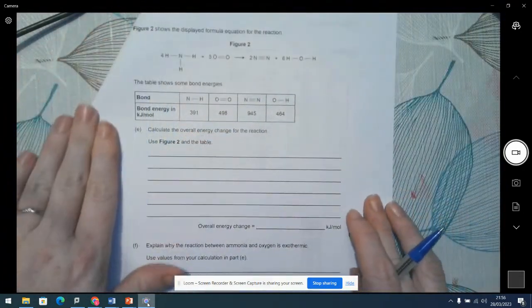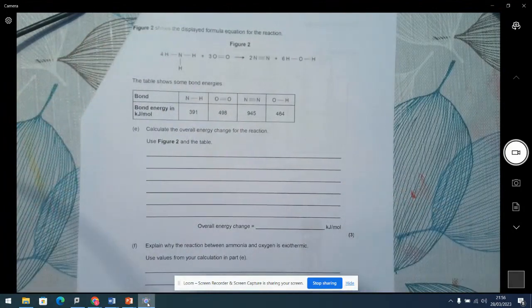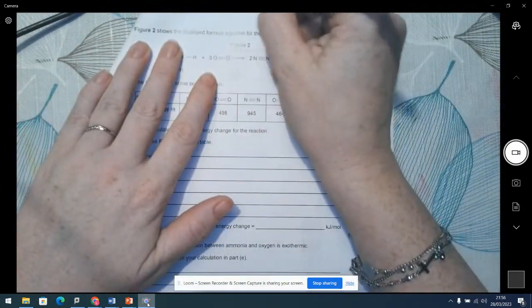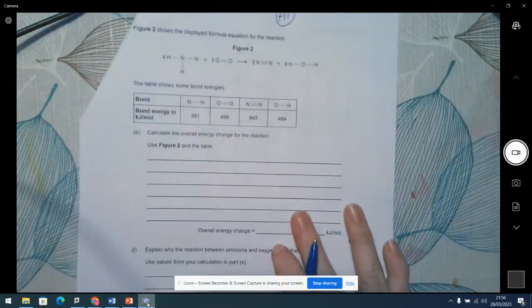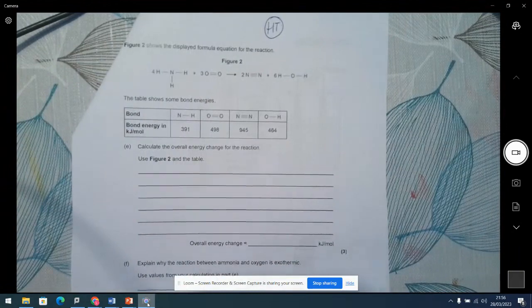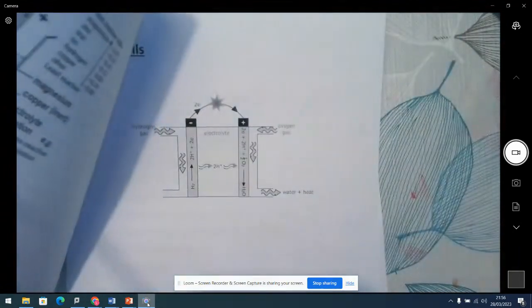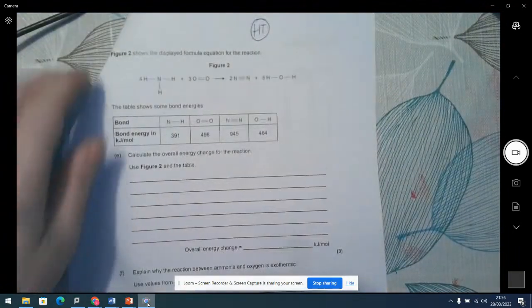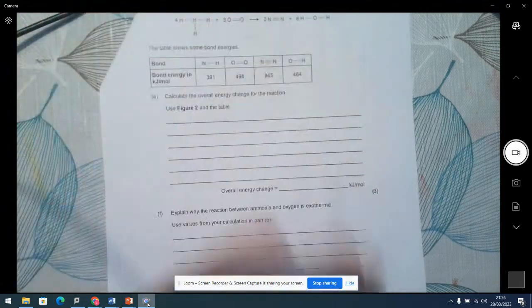Okay, the final thing I want to look at with you is bond energy calculations. What I will say is this is where foundation tier and higher tier splits. So this is only expected in higher tier. So if you are a foundation tier, I would fast forward through this section until you get to the next part, which is looking at cells and batteries, because you don't need to be able to do this.